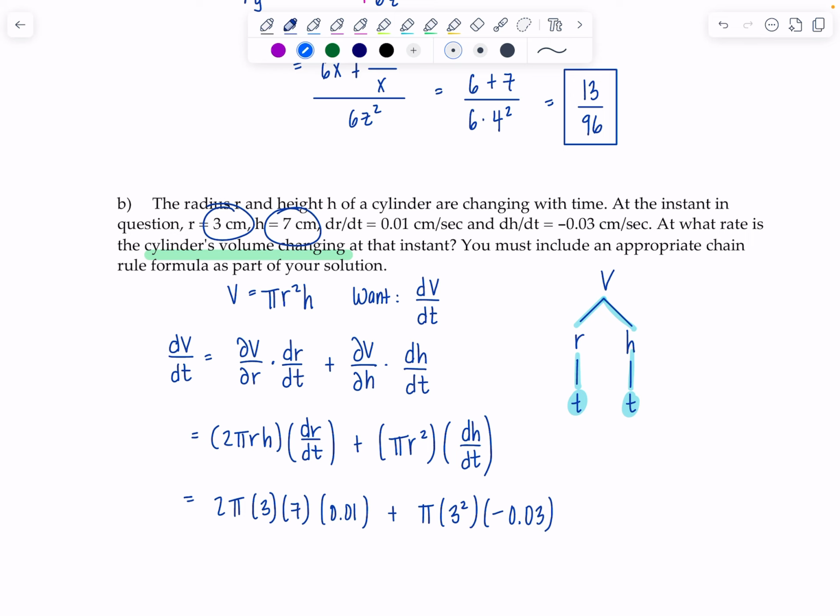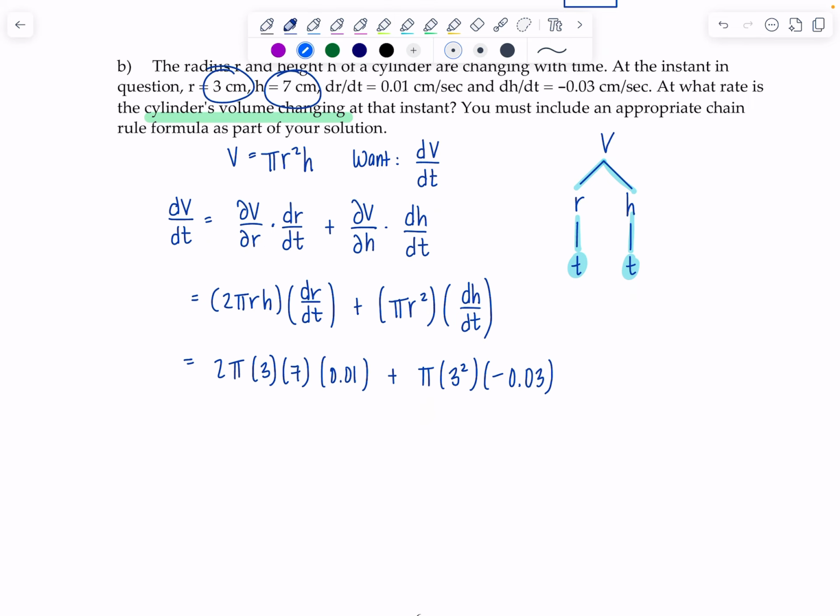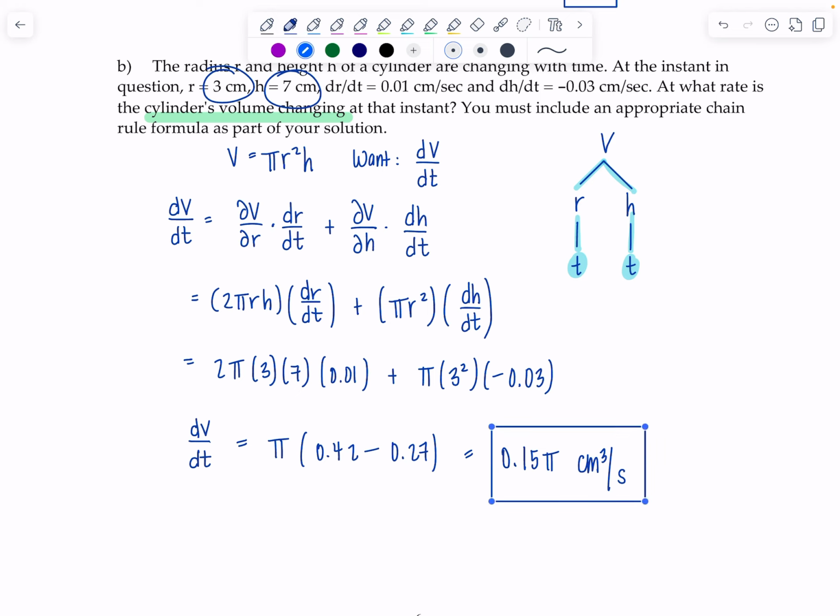And we'll just throw the units back on at the end. So then we have dV/dt equals π times 2 times 21 times 0.01. So that's 0.42 minus 9 times 0.03. So that's 0.27. So that's 0.15π. And then if it's dV/dt, you need units for volume in the numerator, units for time in the denominator. Boom. That's the same as 3π over 20 if you don't want to leave it as a decimal.